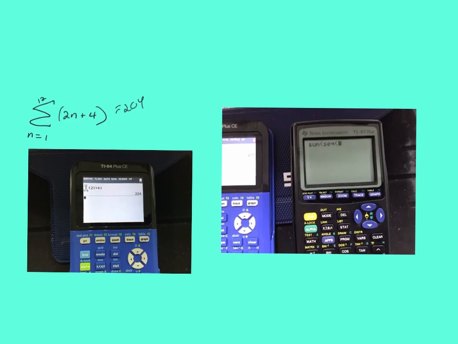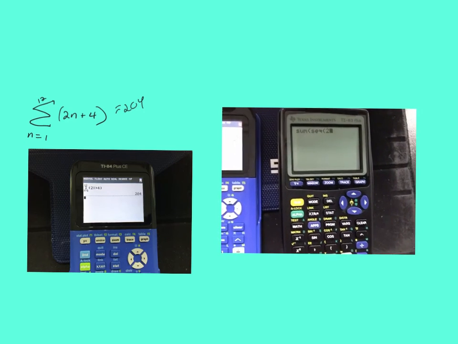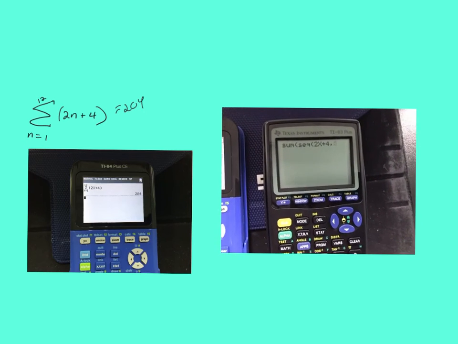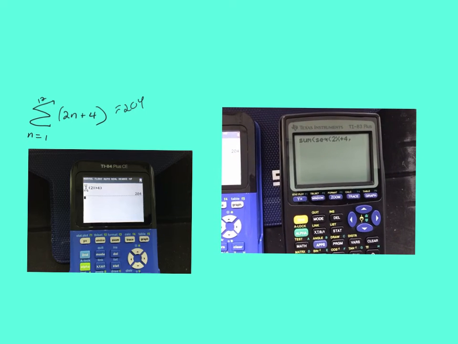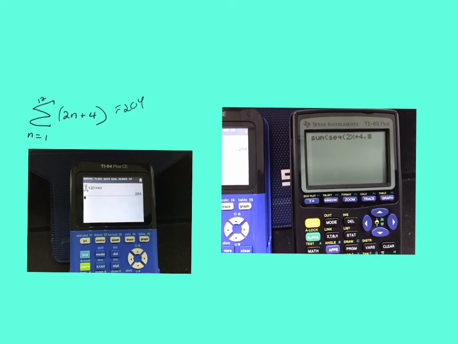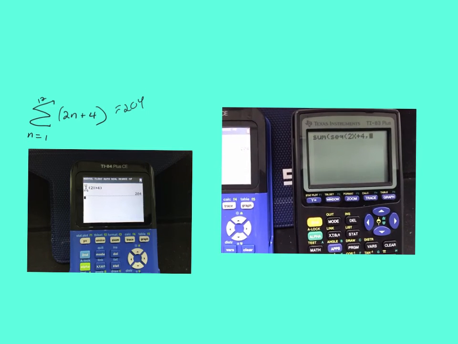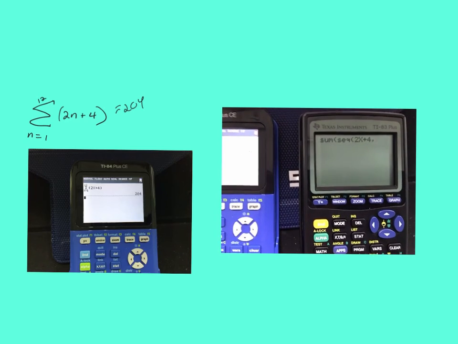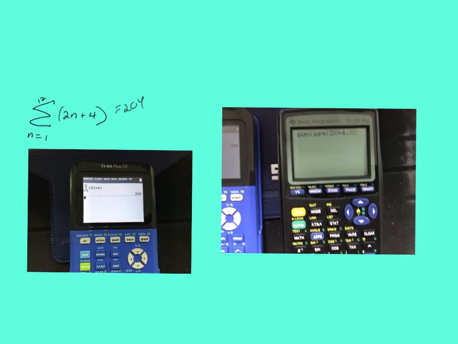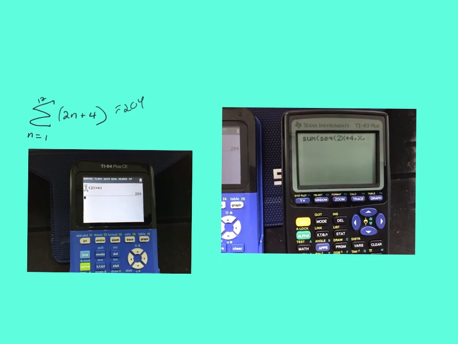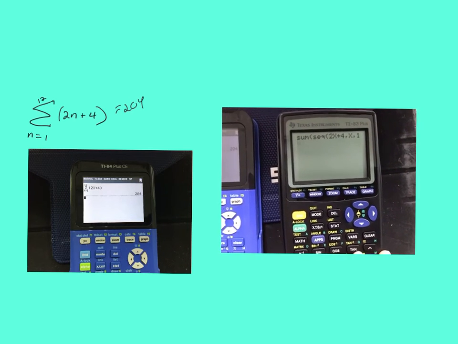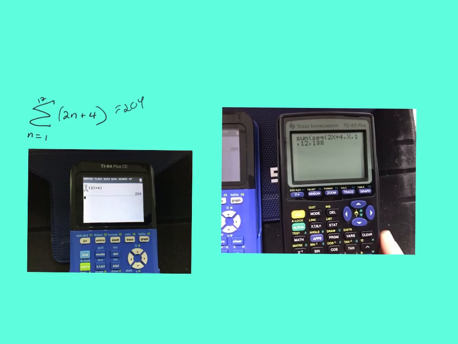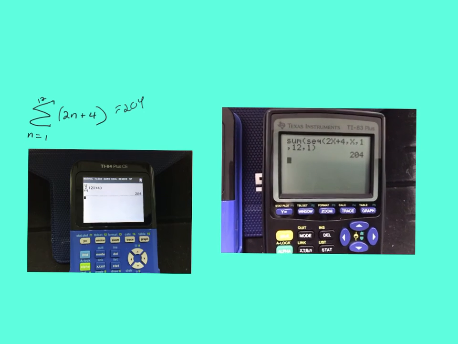Yep, first you give the equation, so that 2x plus 4, because that was our equation. Sorry, first you do the equation, then you do the x, comma, then you do the number on the bottom, which in this case is 1. Then you do the number on the top, which in this case is 12. And then you always end with a comma 1, because that's how many increments we go up. Hit enter, and there's the same sum.